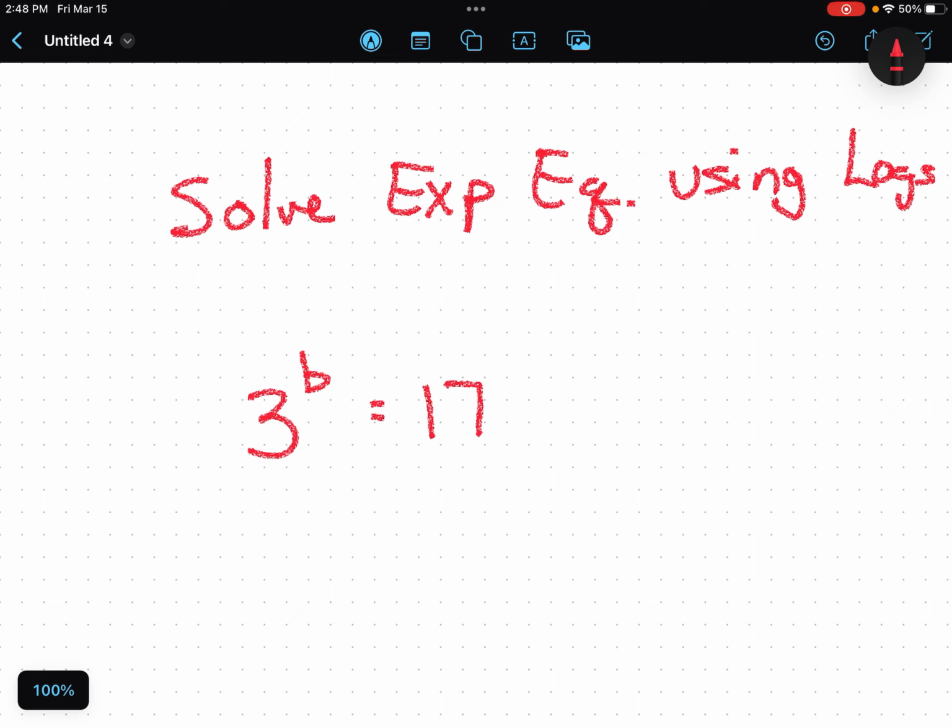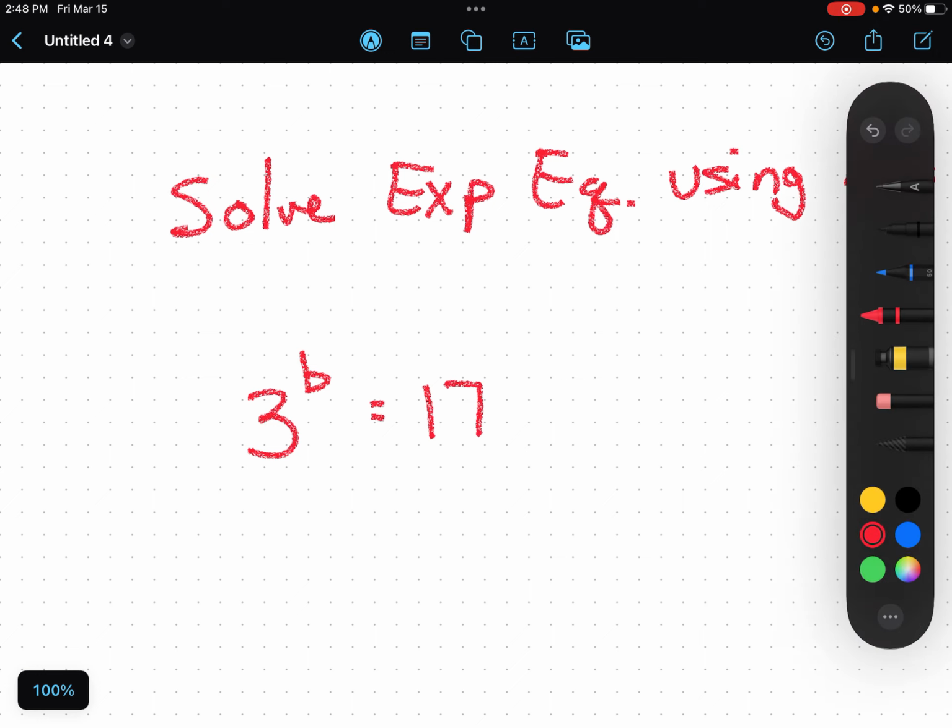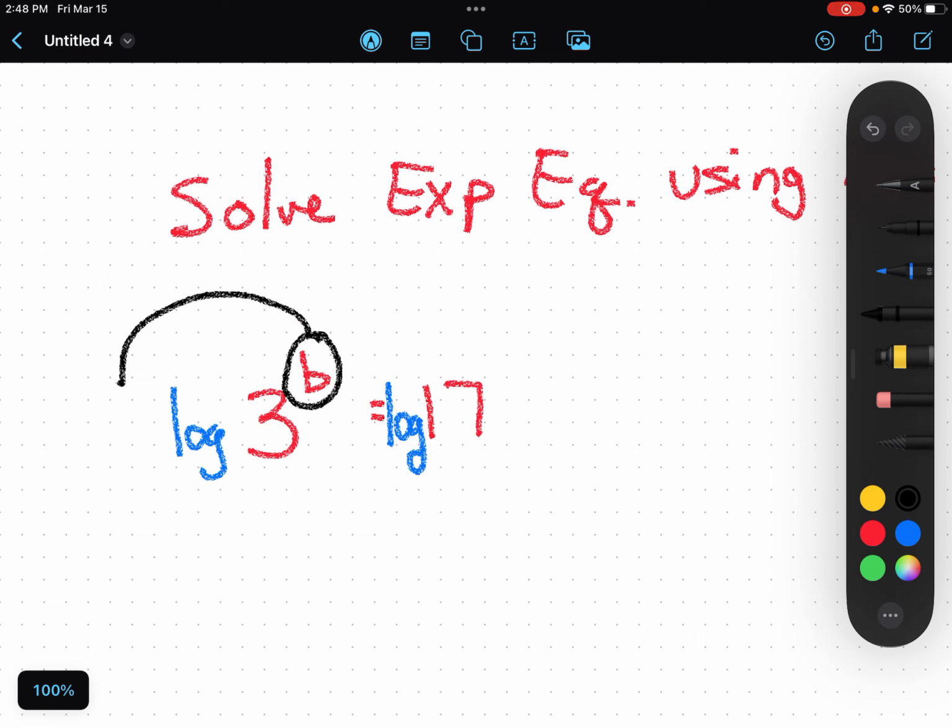So the other day we did it where we could put the 3 and the 17 and make them the same number, but we can't in this case. So if you can't, what you do is you put log into both sides. So I'll put it in blue so you can see it. And what that does is it allows us then to use those laws that we've been doing the last couple days and rewrite that. So that means that I can take that exponent and move it to the front.